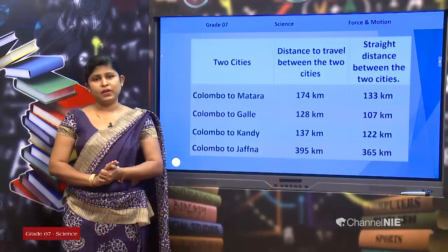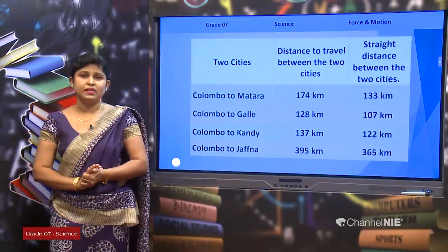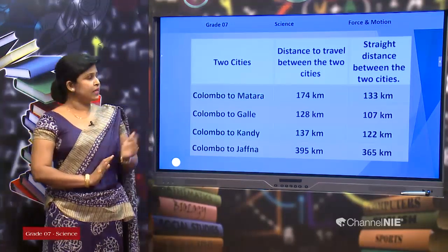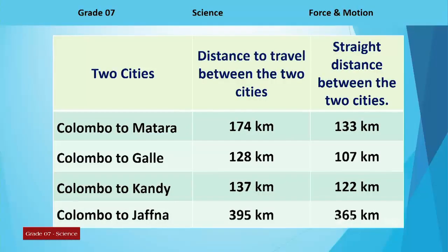Once again, I am going to explain the distance and displacement using another example. Look at the table given on the screen. You are given the distance travelled between several cities in our country, especially from Colombo to Matara, Colombo to Galle, Colombo to Kandy and Colombo to Jaffna. I would like to draw your attention towards the third column of the table. You are given the distance to travel between the two cities in the second column, and in the third column you are given the straight distance between the two cities, right?